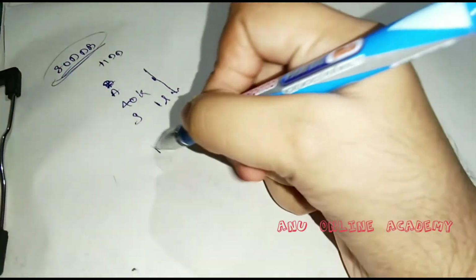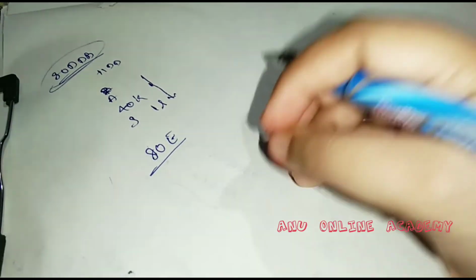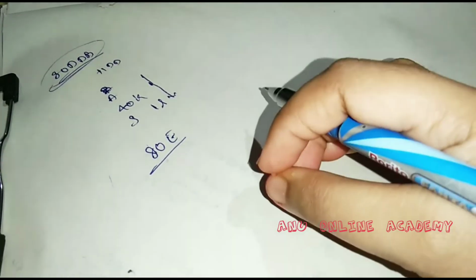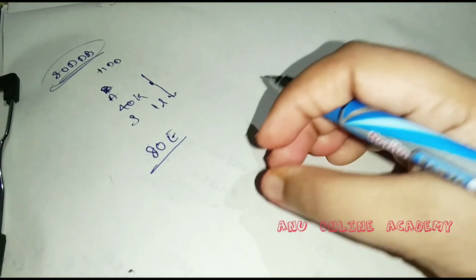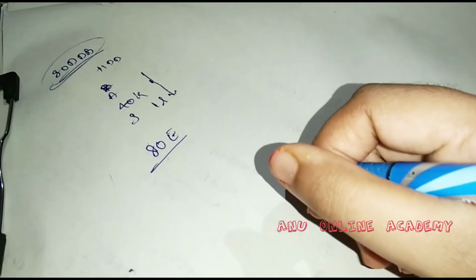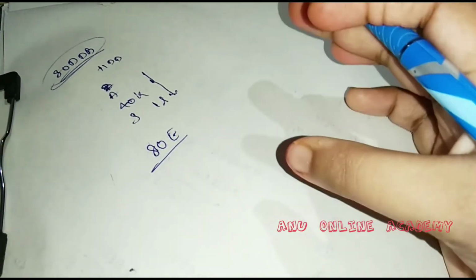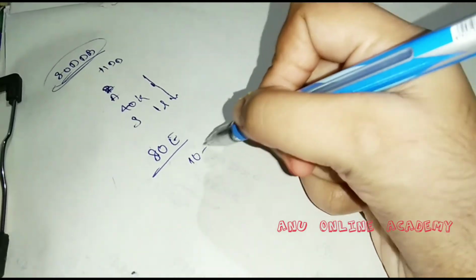And see the next section, 80E, interest on loan taken for higher education. Loan taken by the assessee for himself, spouse, children, or a student for whom the assessee is legal guardian. Maximum deduction is the interest paid. Deduction is allowed for 8 consecutive assessment years for higher education, that means 10th plus 2.